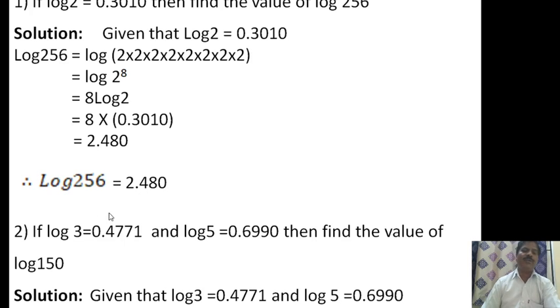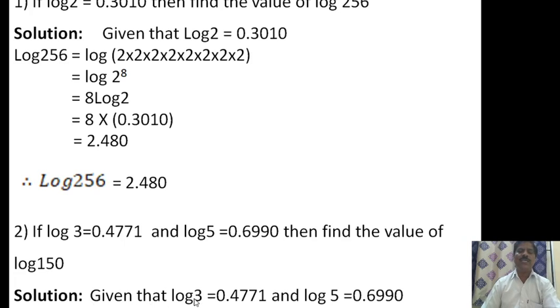Now the second problem, similar to this one. If log 3 is 0.4771 and log 5 is 0.6990, then find the value of log 150. Our duty is to find log 150. You make 150 in the form of factors of 3 and 5 only; then only can we calculate.